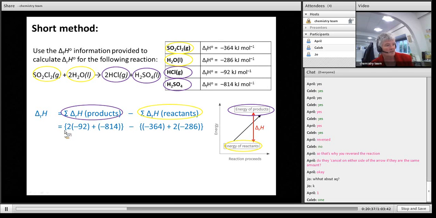So can you see where this 2 comes from? It's because I need 2 HCl, so I have to double the minus 92. And the same thing over here, I've got a 2 in front of this value because I've got a 2 in front of the water. So that's why I need to double the minus 286. So what we're pretty much doing is you just take these values as given and you just subtract them. So just be very careful. Remember, a negative times a negative is a positive, so make sure you don't make careless errors in your equations.